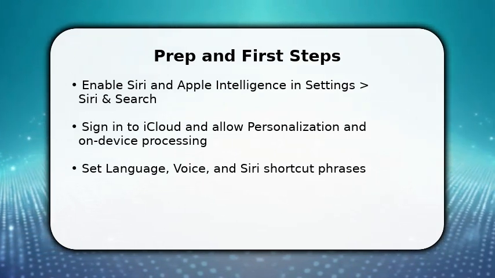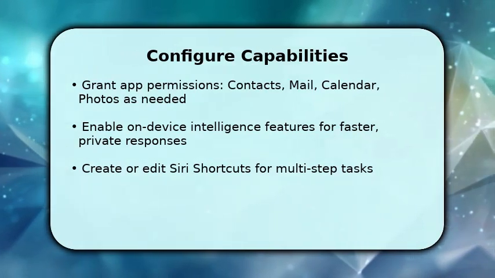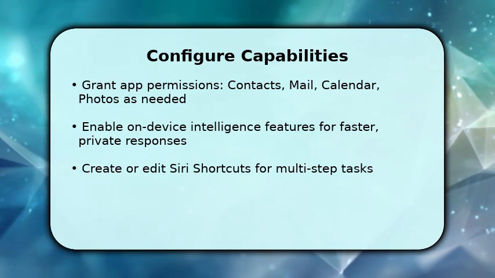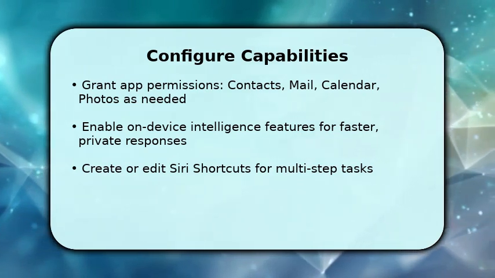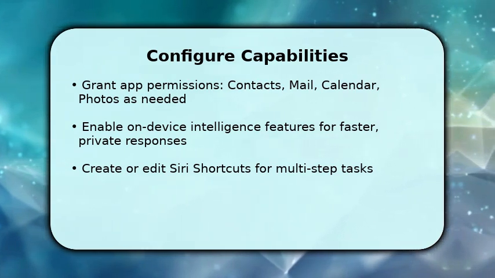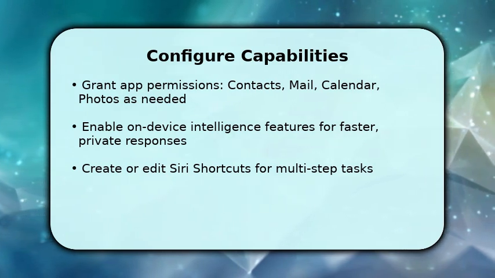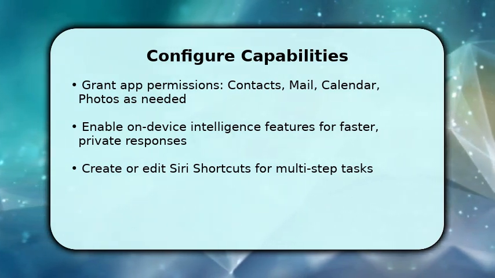Now configure permissions and intelligence features so Siri uses relevant apps. Go app by app to grant contacts, mail, calendar, and photos access when you expect Siri to act on them. This also prevents permission errors later. Then enable on-device intelligence for quicker, private responses and better offline behavior.